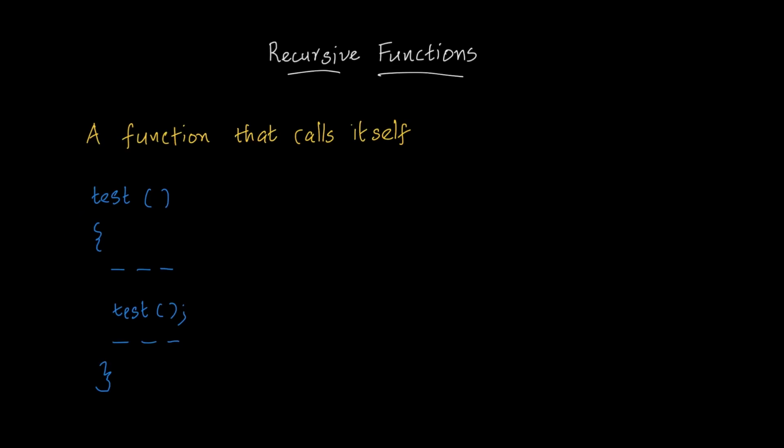The name of the function is test. And you can see that in the body of the function, the same function test is called. So test is a function that calls itself. So this is an example of a recursive function. Now, why do we need to do this? That we will see with the help of an example.